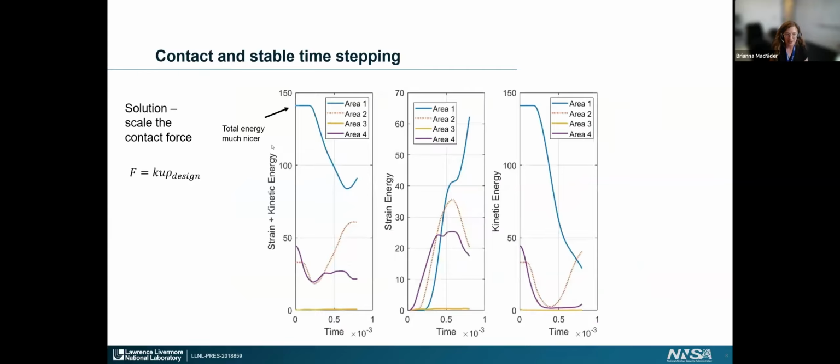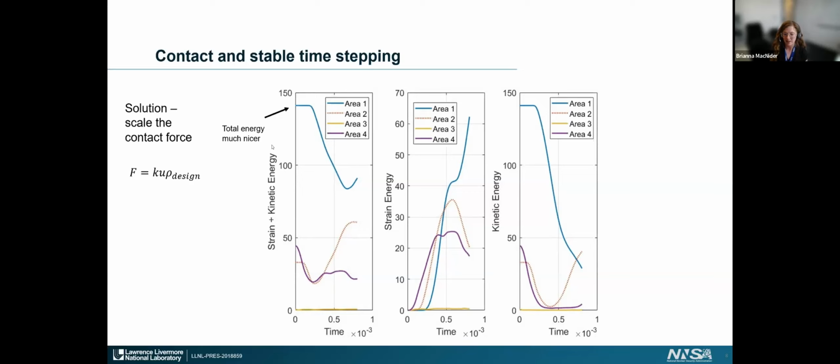So what we ended up doing instead was scaling our contact boundary condition along the bottom by the design density. So essentially, instead of just having a penalty times the displacement over the boundary, we now have a penalty times the displacement over the boundary scaled by that design row, which varies between 0 and 1. So the softer elements get a much lower amount of kickback force, and the stable time step doesn't need to be adjusted to deal with that problem, basically.